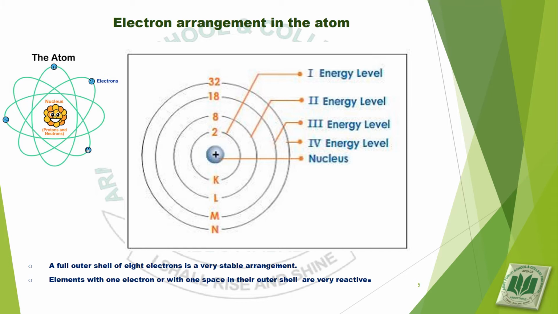Students, remember, a full outer shell of 8 electrons is a very stable arrangement. And the elements with 1 electron or with 1 space in their outer shell are very reactive. So this arrangement of electrons plays an important role in the combination of different atoms.